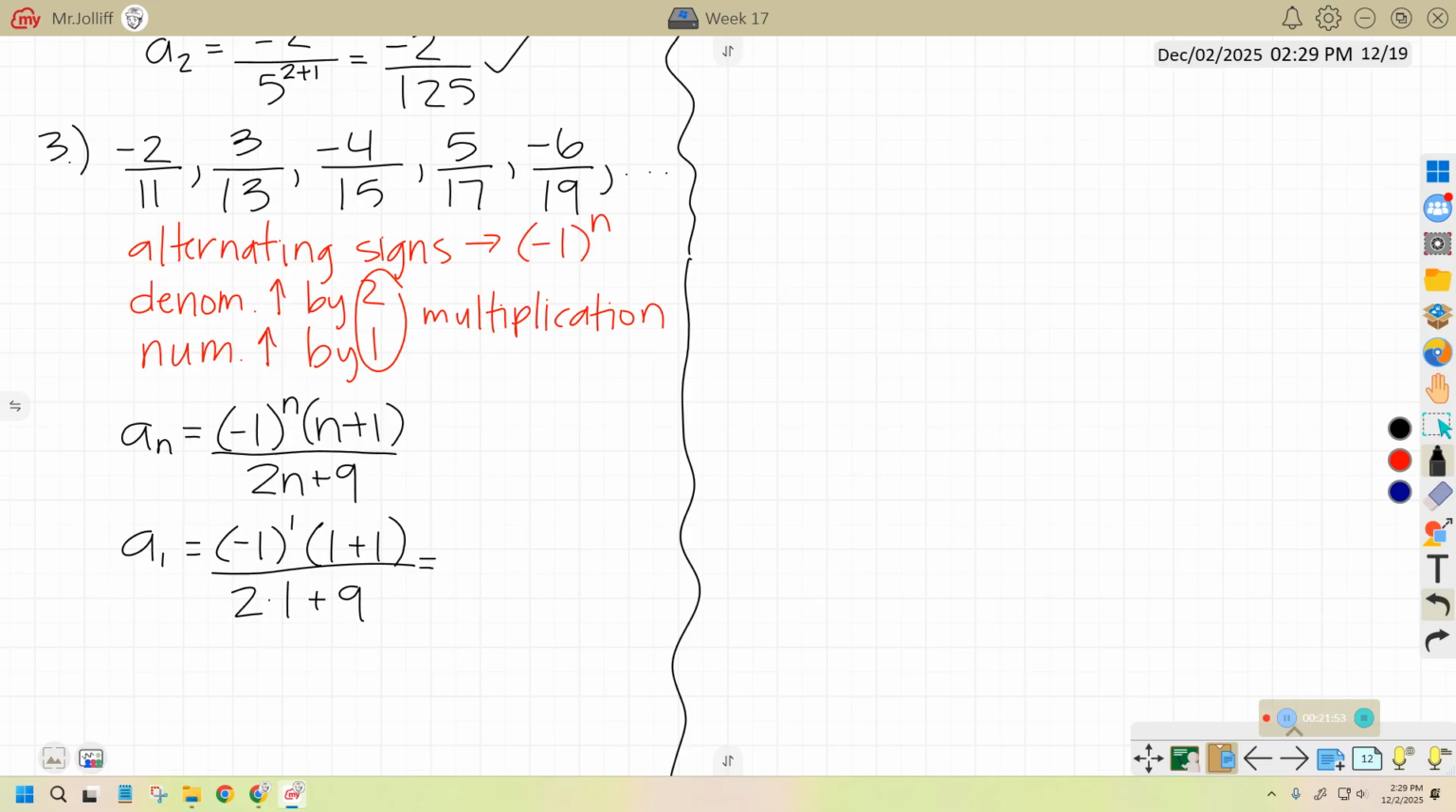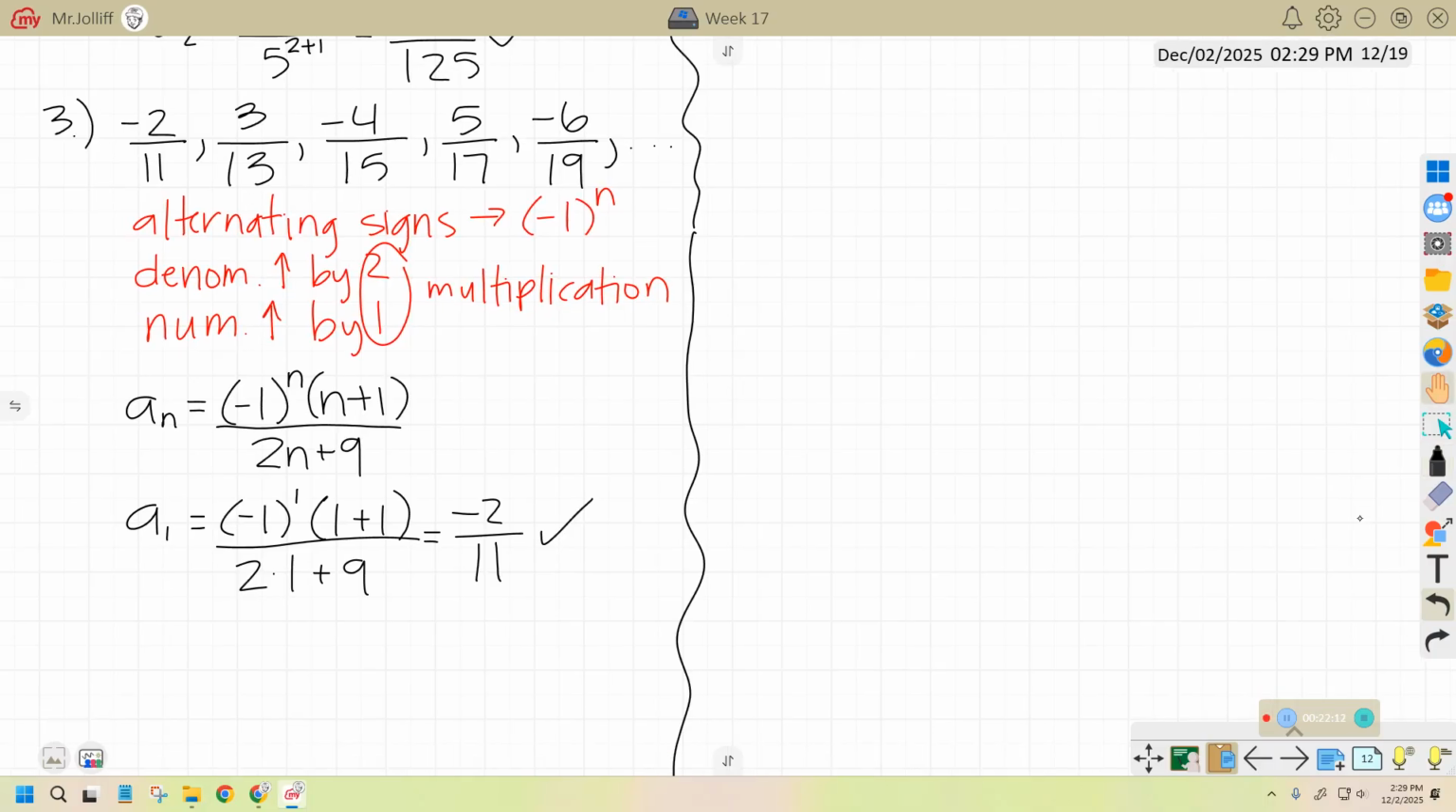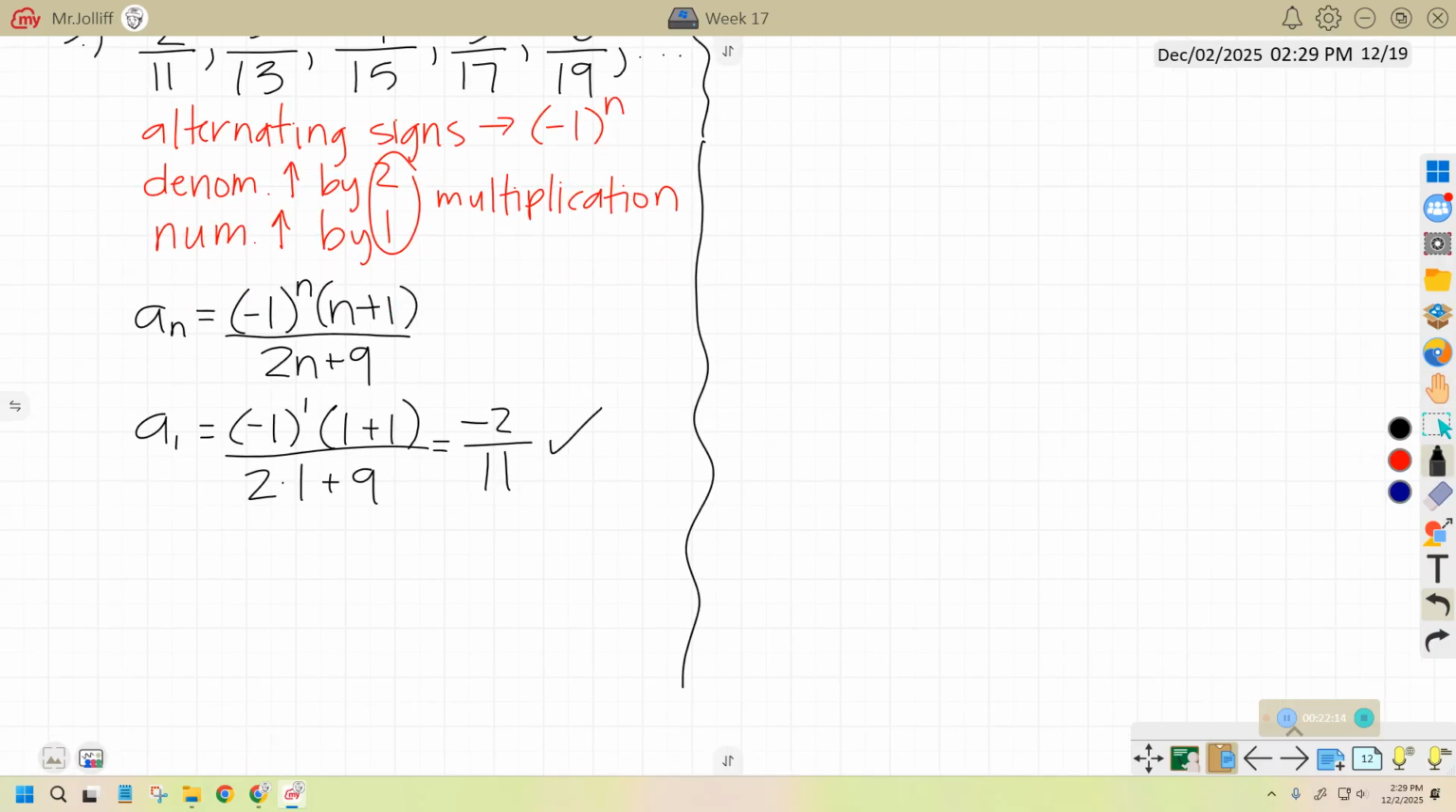1 plus 1 is 2. 2 times negative 1 is negative 2. 2 times 1 is 2. 2 plus 9 is 11. Matches. We know it does because we built it that way. Does it work for 2 and 3? So let's check. We like to check. A2, same process. Everywhere there was an n in my formula, I'm replacing it with a 2.